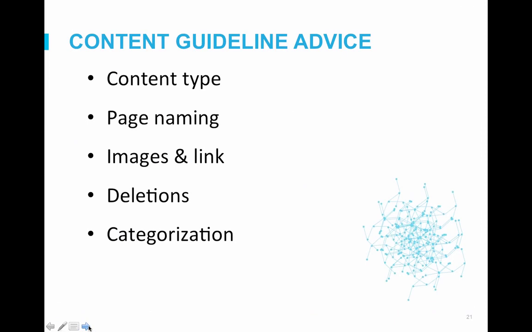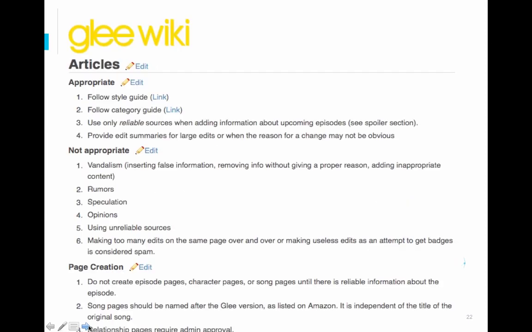So for content, start by thinking about the content type you want to see on the wiki. Does your community want to focus on encyclopedic content, or would you like to integrate fan fiction as well? Once that's decided, you can get into more details, such as how to name pages, as well as images. What categories should be added to these pages, and what qualifies for deletion?